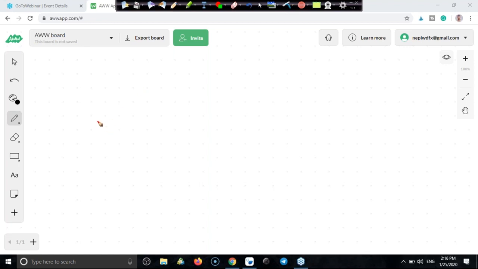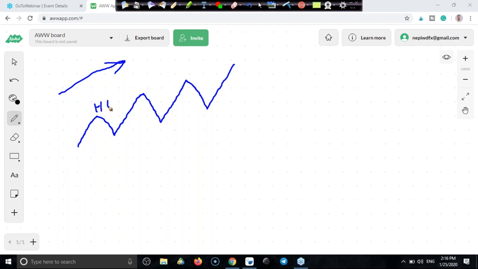Suppose this is the price. Let me draw. Suppose price is running higher, creating higher high, higher low, higher high, higher low, and so on. Divergence means some indicator is different here. Price is creating higher high, HH means higher high, and this is HL, higher low. But some indicator is not creating higher highs. In that case, it is creating lower lows.